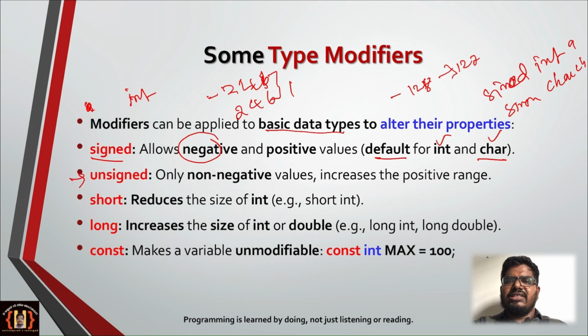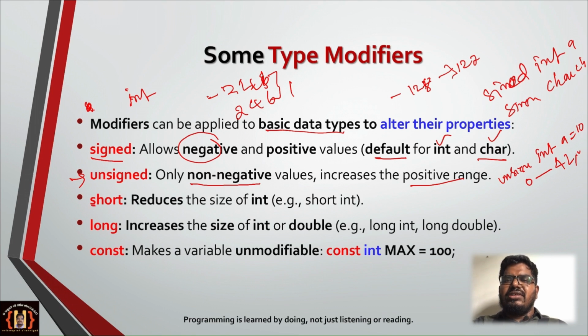Next, let us see unsigned. Unsigned means non-negative values. Whenever you mention unsigned int a equal to some value, let us say 10, it takes only positive values. As I told already, the positive range is 0 to somewhere around 4 billion, the exact number doesn't matter. So this is the range it indicates.